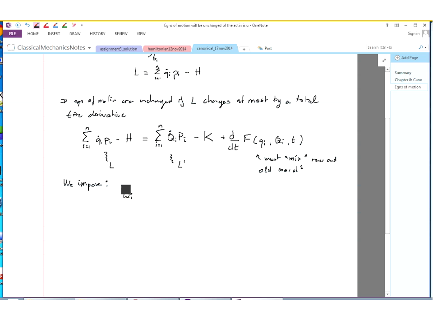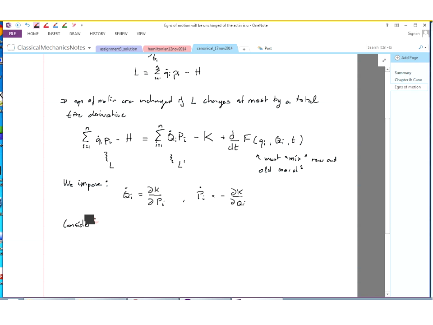So for the transformation to be canonical, that means that capital Qi dot is equal to ∂K/∂capital Pi, and that capital Pi dot is equal to minus ∂K/∂capital Qi. So impose that.